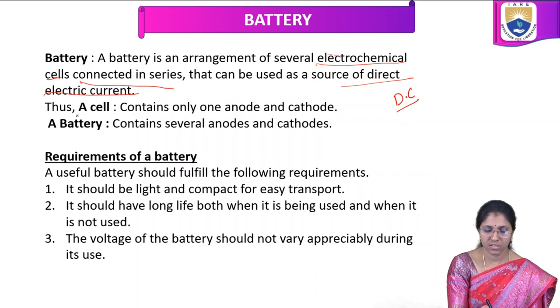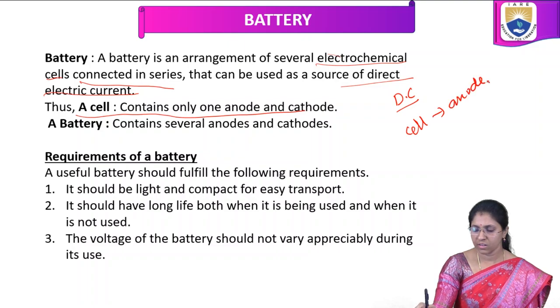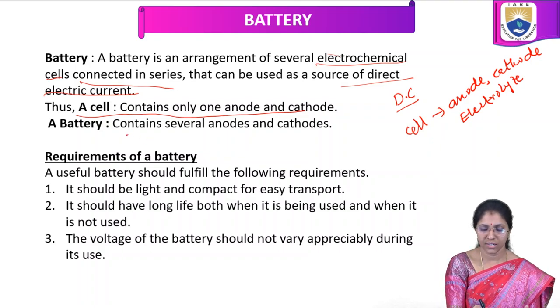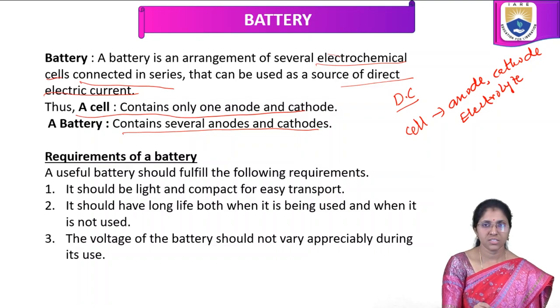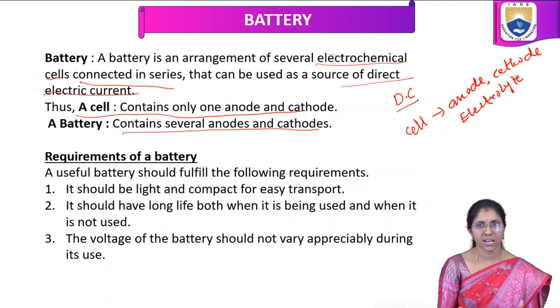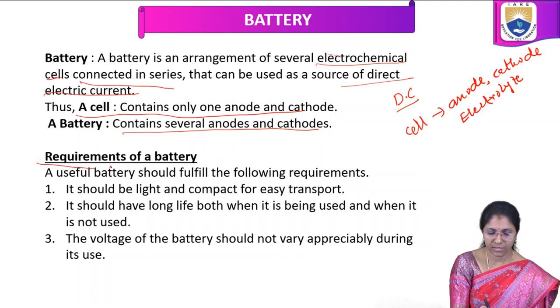But what is a cell? A cell contains one anode, one cathode and one electrolyte. Whereas a battery has several anodes and several cathodes. So this is the difference between a cell and a battery. A battery is the arrangement of several electrochemical cells connected in series, which can be used as a source of direct electric current.